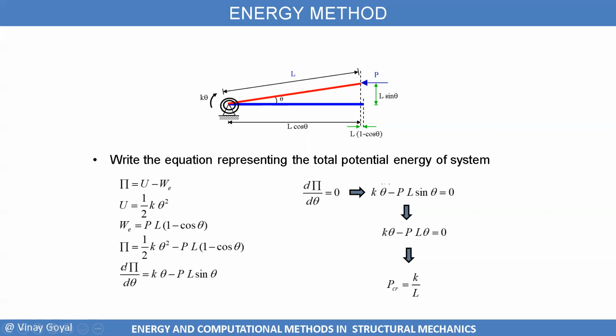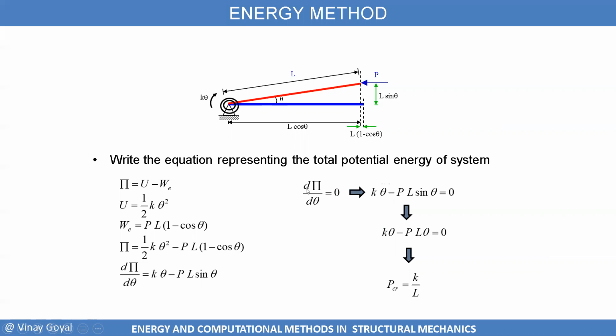I can take the first variation of Pi and set that equal to 0. That's just taking the derivative of Pi with respect to theta, really, and setting that equal to 0. What you see here is that I have k theta minus PL sine theta when I take that derivative. I invite you to take the first variation of Pi so you can see that's the case. The first variation of Pi is the derivative of Pi with respect to theta, and that's equal to 0. When you do that, you will see that this is what you get.